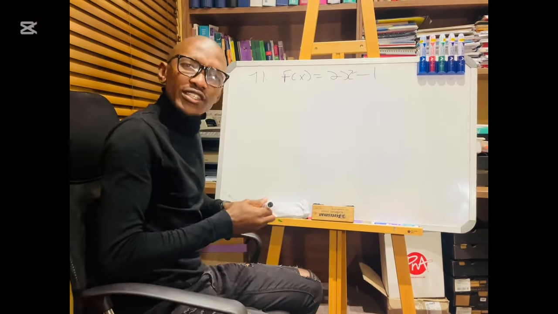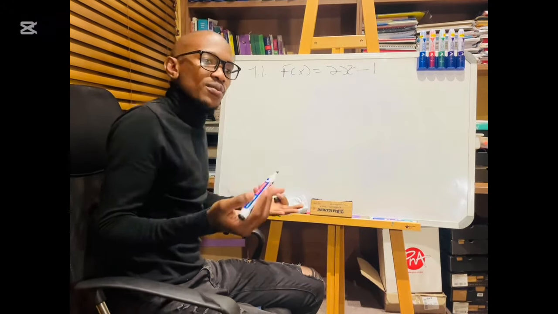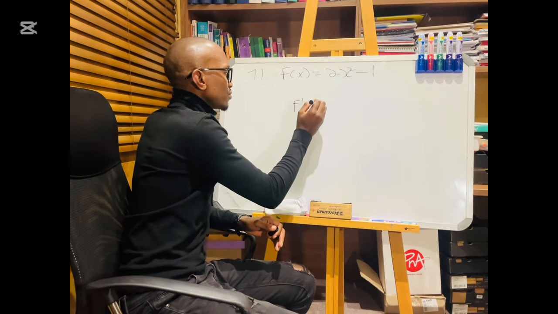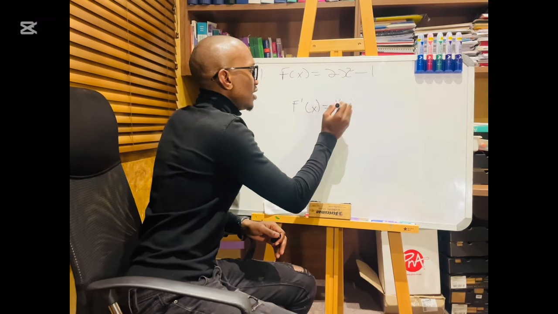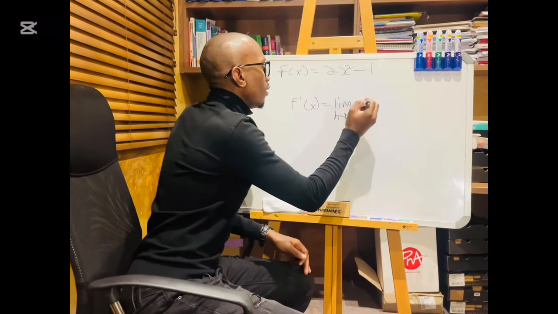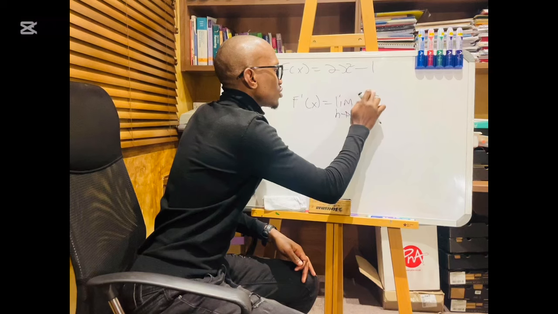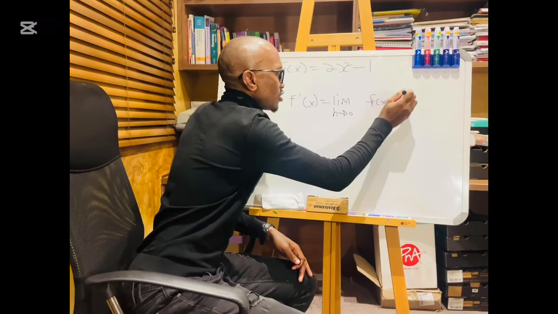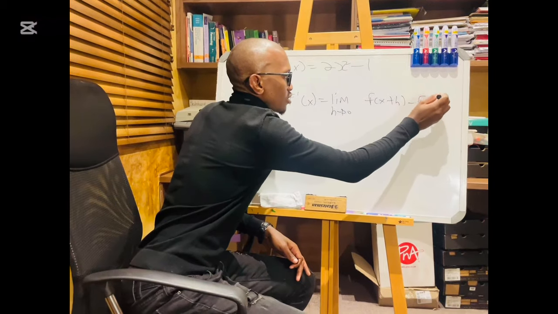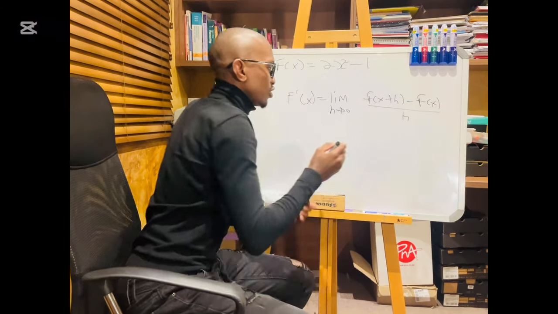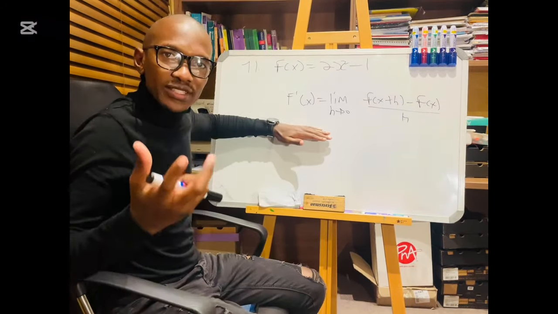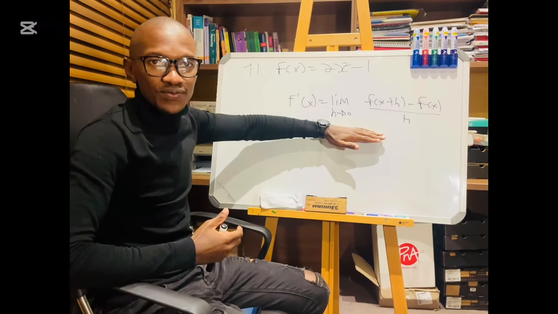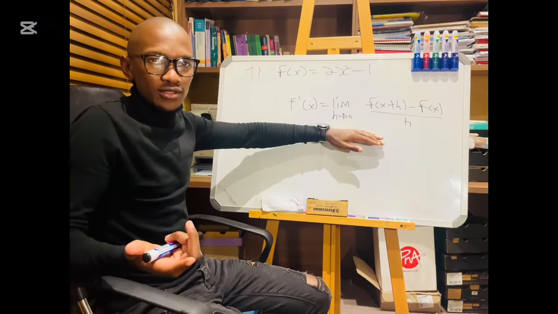Okay guys, let me show you something. First principles is given by f prime of x equals the limit as h approaches 0 of f at x plus h minus f at x, all divided by h. So you're going to find the derivative of this function using this formula. It's basically a longer method, you understand?